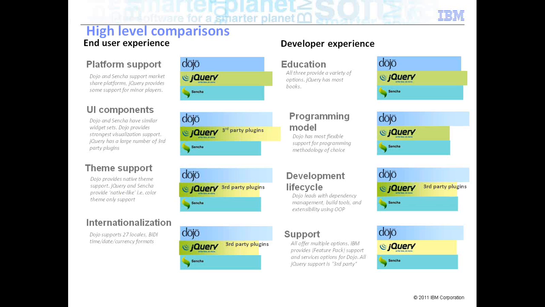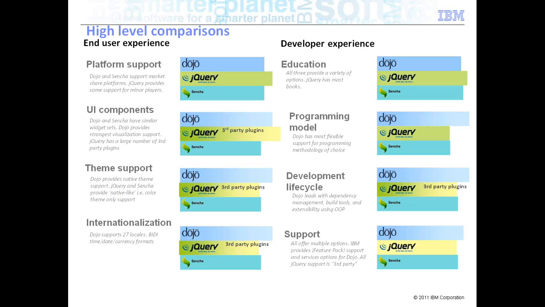Moving on to the right side, on the education part, more or less equal. All three libraries are kind of equal, provide a variety of options, but jQuery has maximum books in the print media. Programming model. Dojo has wider flexibility when it comes to the programming model. It gives me flexibility as to how I can extend the available model from Dojo, so much so that I can actually have complete MVC implemented using Dojo.